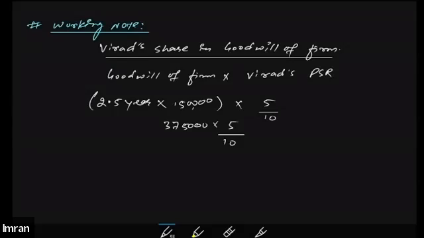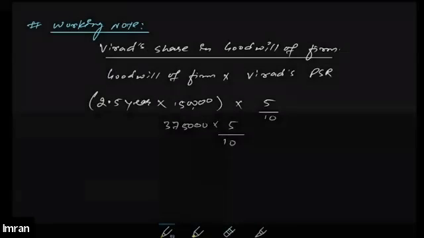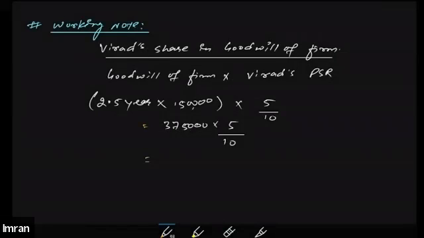Is that clear? 1,87,500. Yes or no? Is it clear? Yes or no? Tell me. Can you explain it again?